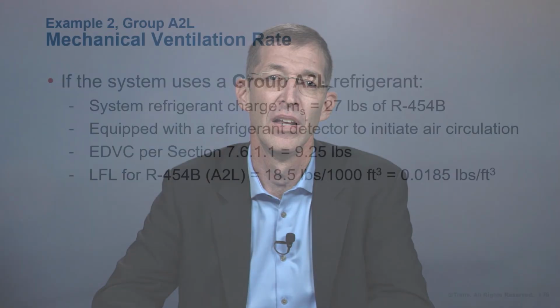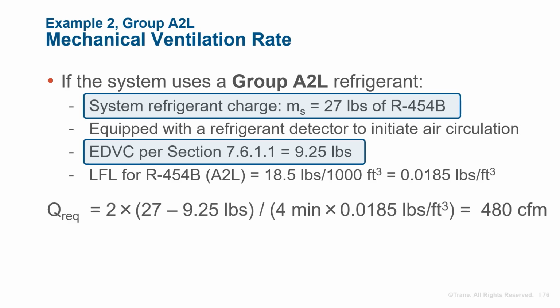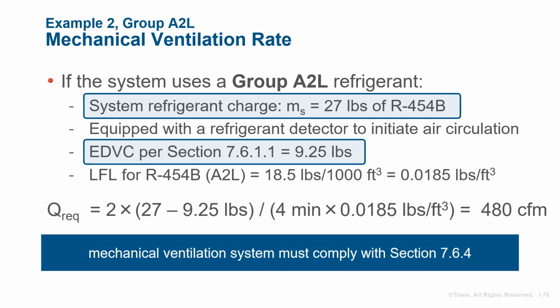As I mentioned earlier, when an A2L refrigerant is used, another option is to add a mechanical ventilation system to remove excess leaked refrigerant. Since the total refrigerant charge of 27 pounds is greater than the calculated EDVC of 9.25 pounds, the quantity of excess refrigerant is 27 minus 9.25. For this example, the mechanical ventilation airflow rate required to remove this excess refrigerant is 480 CFM. And this mechanical ventilation system must comply with the requirements of Section 7.6.4, which I discussed earlier.